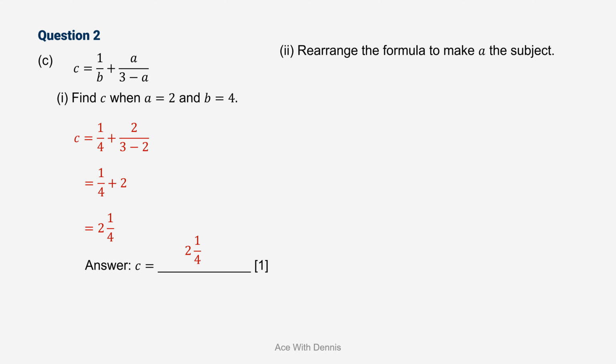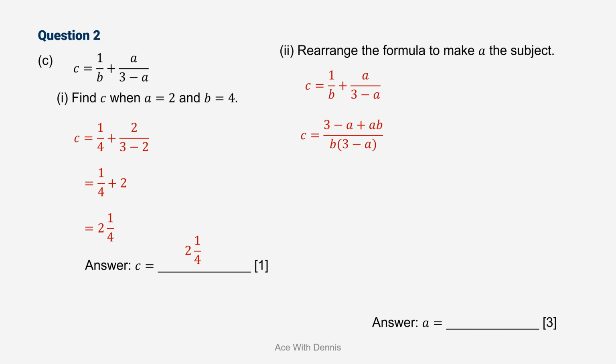Part 2. Rearrange the formula to make A the subject. 3 marks. So for this case, from the formula given, C equals 1 over B plus A over 3 minus A, we can see that there are two algebraic fractions at the right hand side. So we need to make them have the common denominator, which is B times 3 minus A. And for the numerator, it becomes 3 minus A and then plus AB.